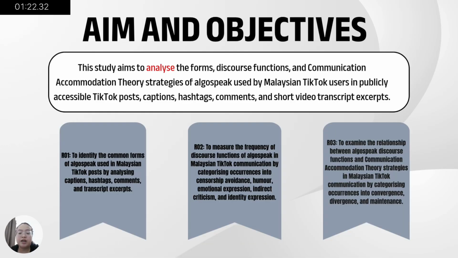The aim of this study is to analyze the forms, discourse functions, and communication accommodation theory strategies of AlgoSpeak used by Malaysian TikTok users. There are three objectives. Objective 1 identifies the common forms of AlgoSpeak in captions, hashtags, comments, and transcripts. Objective 2 measures the frequency of discourse functions such as censorship avoidance, humor, emotional expression, indirect criticism, and identity expression. Objective 3 examines the relationship between discourse functions and CAT strategies, which are convergence, divergence, and maintenance.